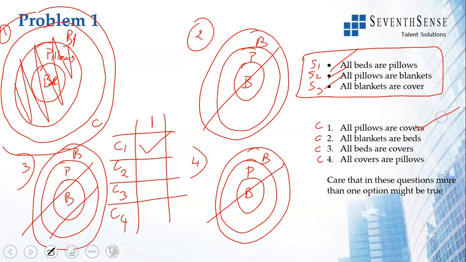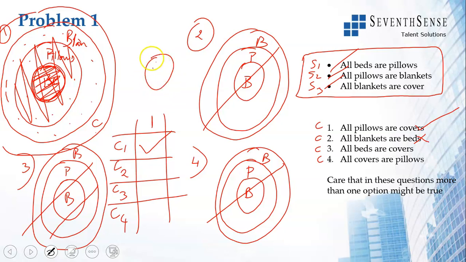This conclusion is true. All blankets are beds. So these are blankets. This is a bed. So beds are here. All blankets are beds is wrong, because what about these blankets? See, all of these blankets are not beds. Only these blankets are beds. So all blankets are beds, I can't say. All beds are blankets. That is true. See, because all beds are within the blankets. So then it would be true.